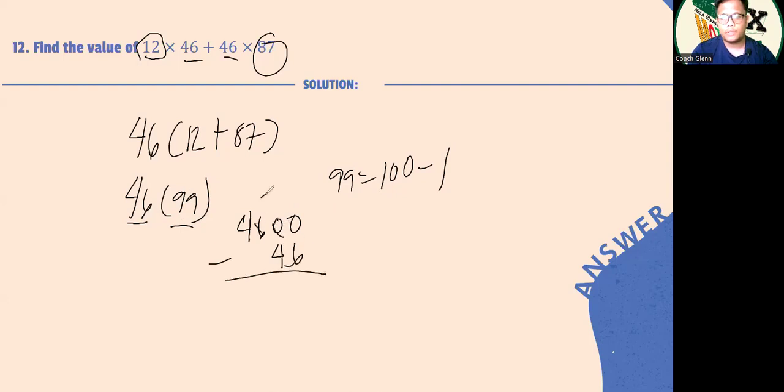So we borrow here. It becomes 5, 9, and then 10. 10 minus 6 is equal to 4. 9 minus 4 is equal to 5. So our final answer should be 4,554. So number 11 and 12 were the same concept. Any questions before we continue?